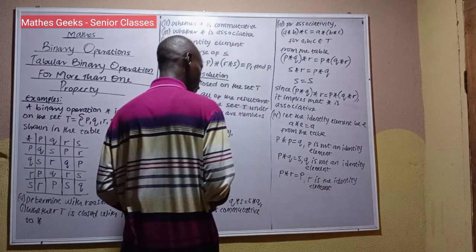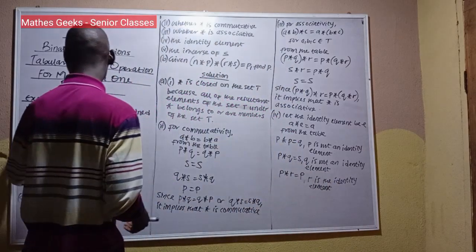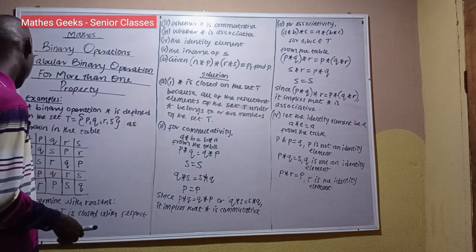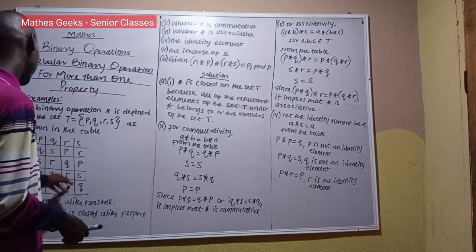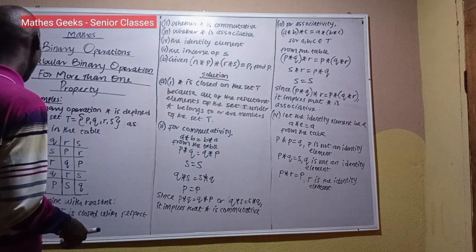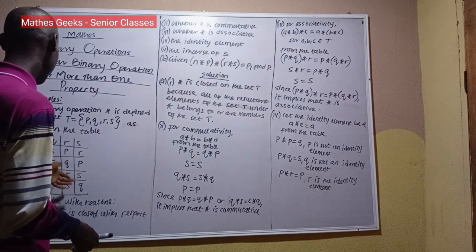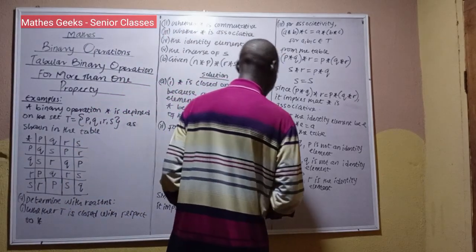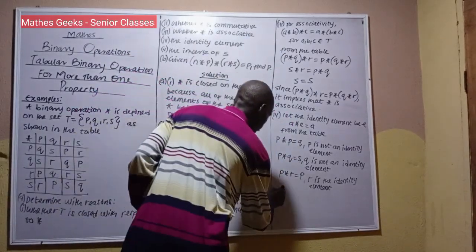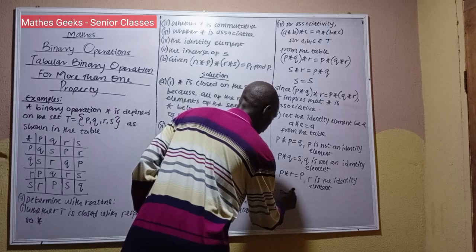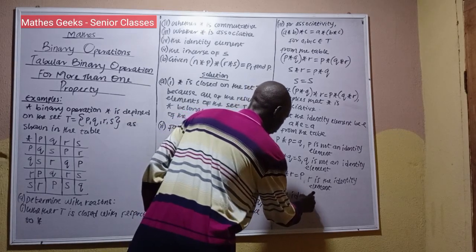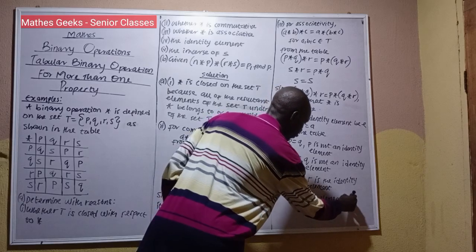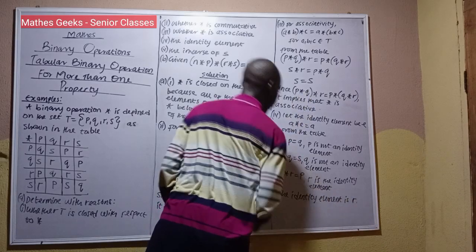If you want further proof, Q operation R is equal to Q, R operation R is equal to R, and S operation R is equal to S. So any element combined with R will always give you the element back. That shows that R is the identity element. Therefore, the identity element is R.